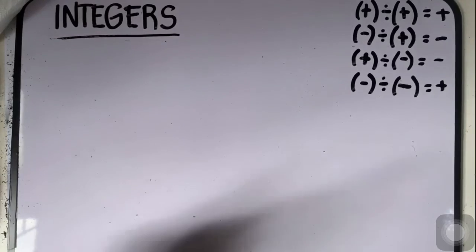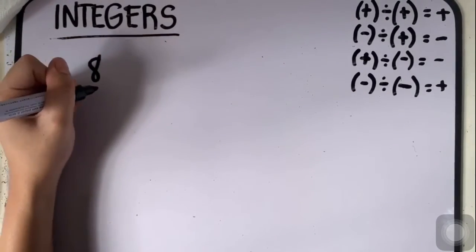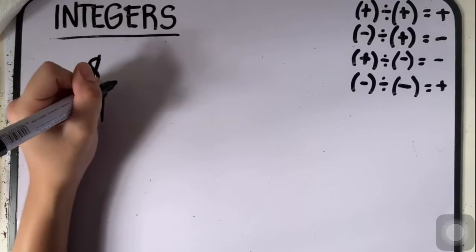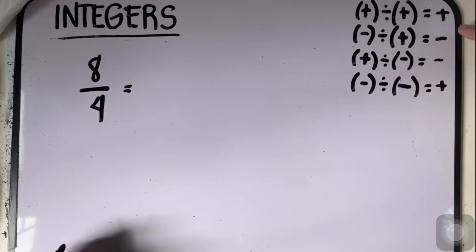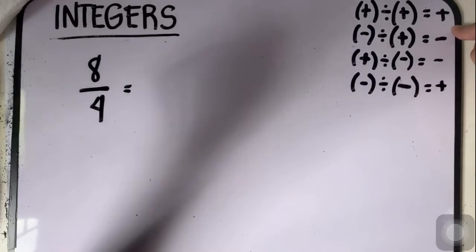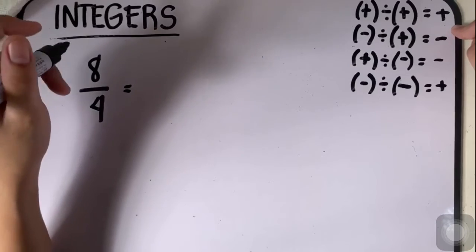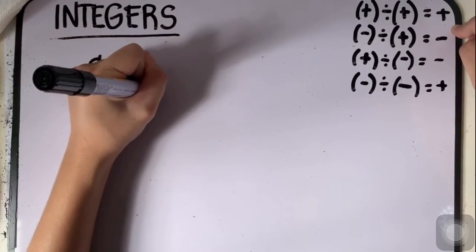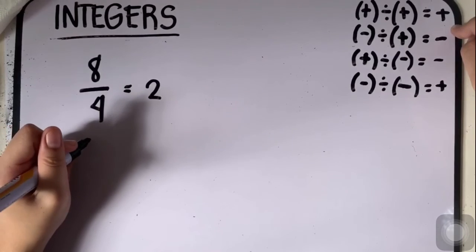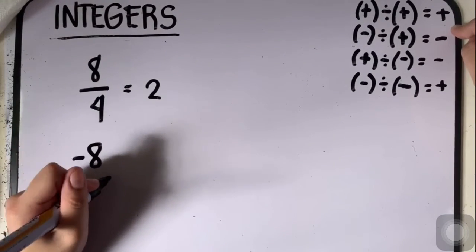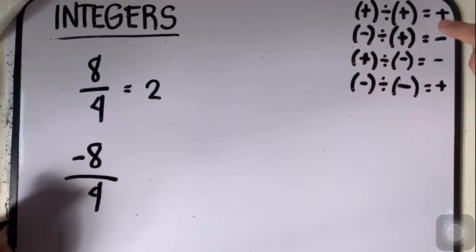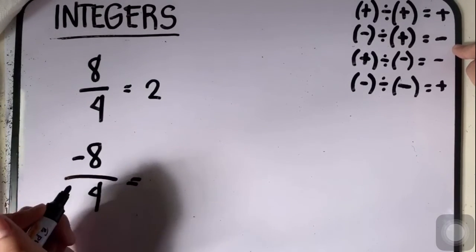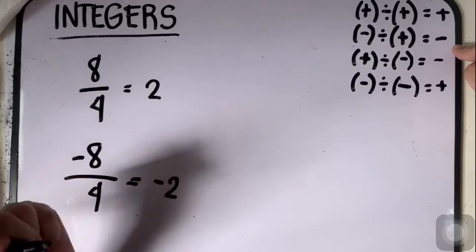For example, positive 8 divided by positive 4. Positive divided by positive is equal to a positive value. So positive 8 divided by positive 4 will result in positive 2. How about negative 8 divided by positive 4? Negative divided by positive will result in a negative number. So our final answer will be negative 2.